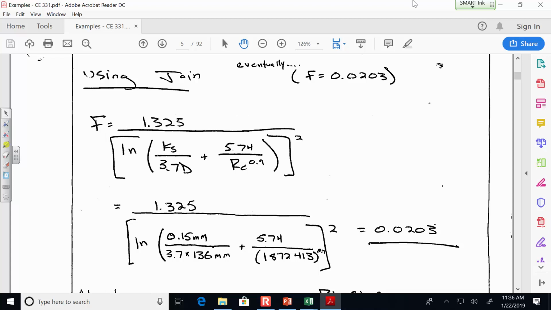Okay, I think it worked, right? You get essentially the same thing, 0.0203, as we calculated when we were using the other approaches with the Colebrook equation. Any questions about the Jain equation?